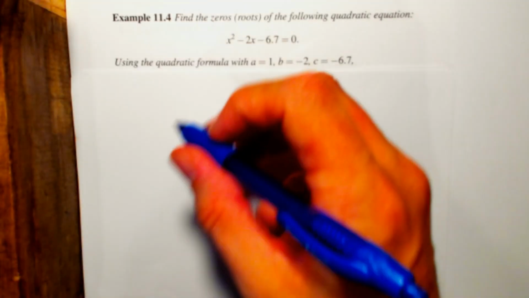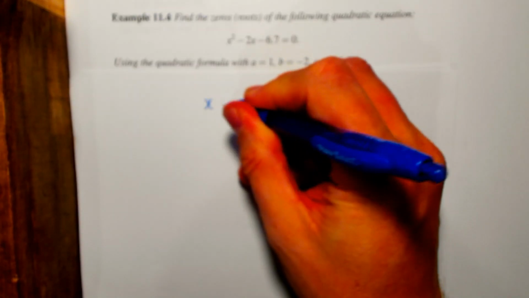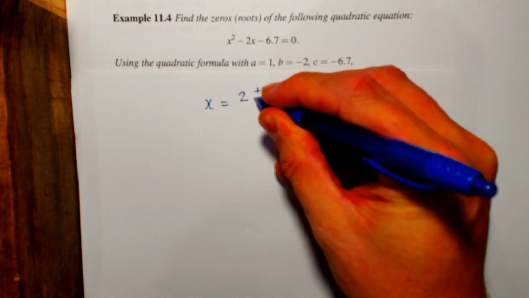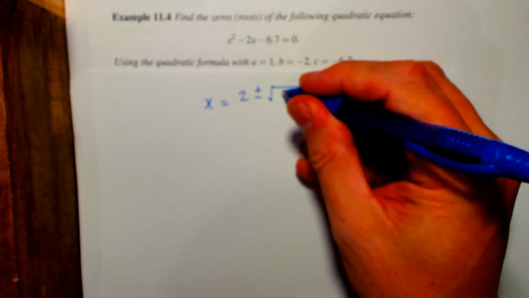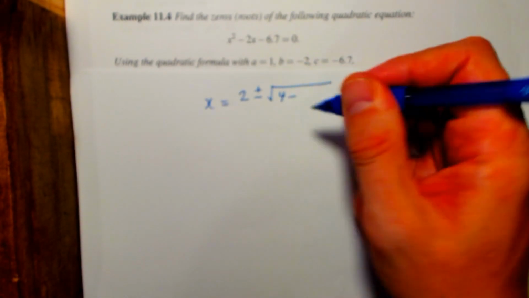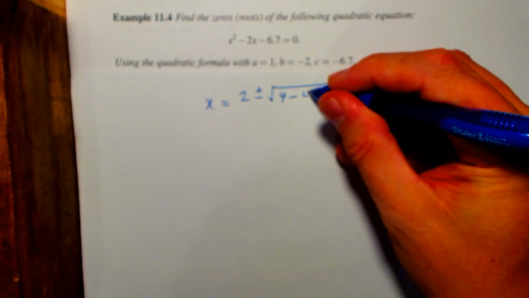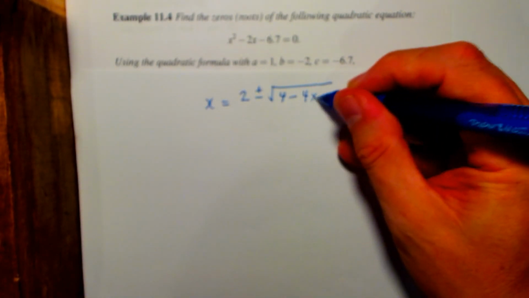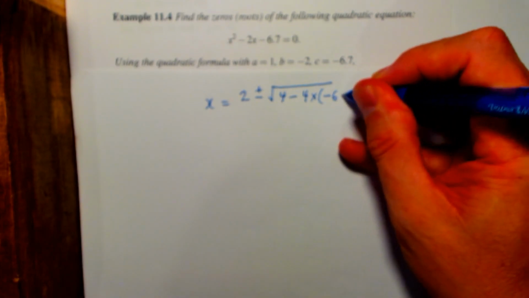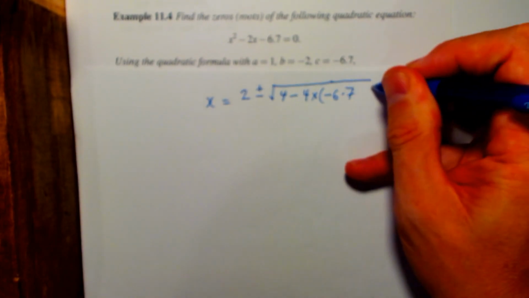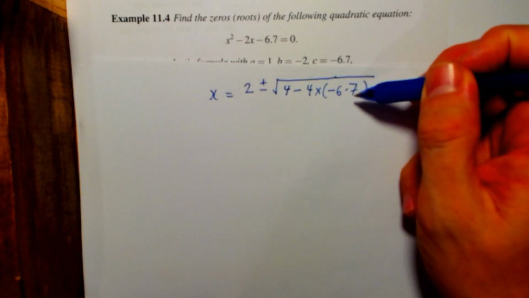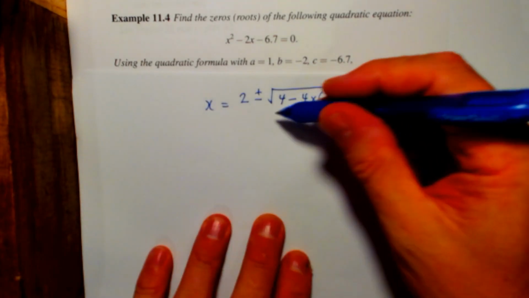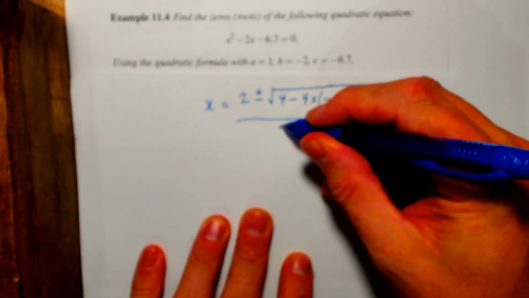So our quadratic formula says x is equal to negative b, which is plus 2, plus or minus the square root of b squared, minus 2 squared is 4, minus 4 times a, but a is 1, times c. Now keep a bracket around this to be careful with that minus sign. So we have minus 4ac there. Okay, now this is all over 2a. A is 1, so that's all over 2.